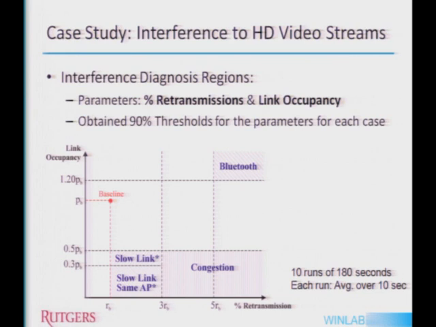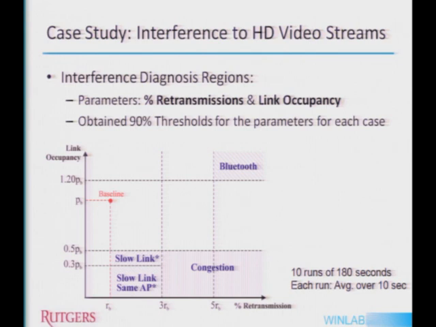The way we are labeling these points is in terms of the nominal values for the same parameters. If there was no other transmission going on, if there was only that video link, then this is the baseline case. This is the amount of link occupancy that you should have seen, and this is the amount of retransmissions that is nominally there, averaging over 10 runs of 180 seconds each. Now, by this online measurement, if you see that the retransmission point is all the way to the right, you then go and observe the link occupancy. If the link occupancy is low, then you can say it's a congestion kind of environment. Whereas in case of Bluetooth, we observe that the link occupancy is more.